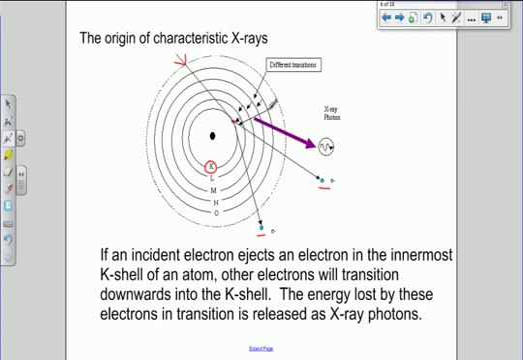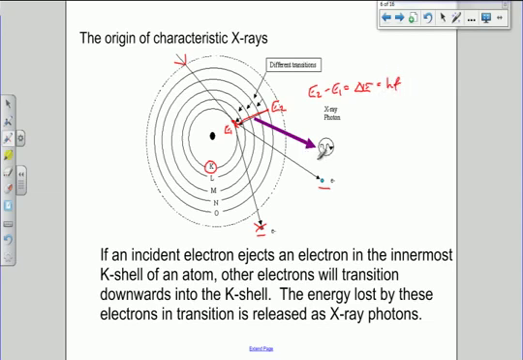And then spontaneously one of the electrons from the outer shells will transition downwards into the K shell to take the place of the ejected electron, which is not there anymore. As it does so, it will travel from an energy shell with energy E2 down to the K shell, which has, for example, energy E1. And the difference in those energy levels that the electron loses, we call it delta E, is equal to the photon energy that is given off.